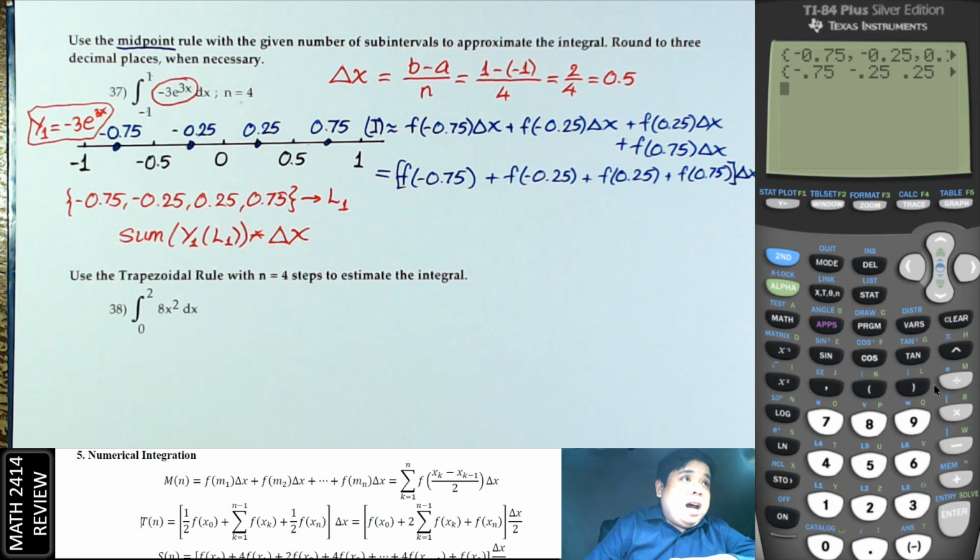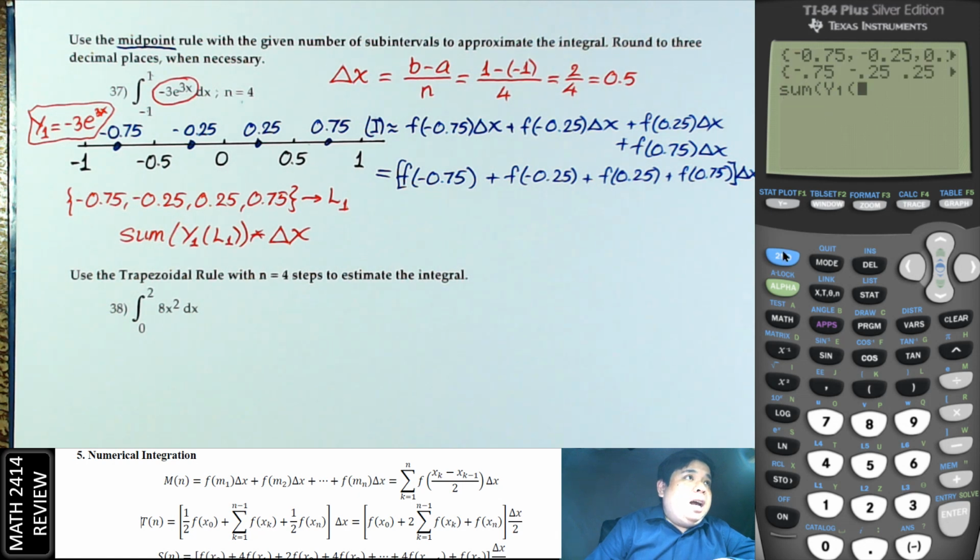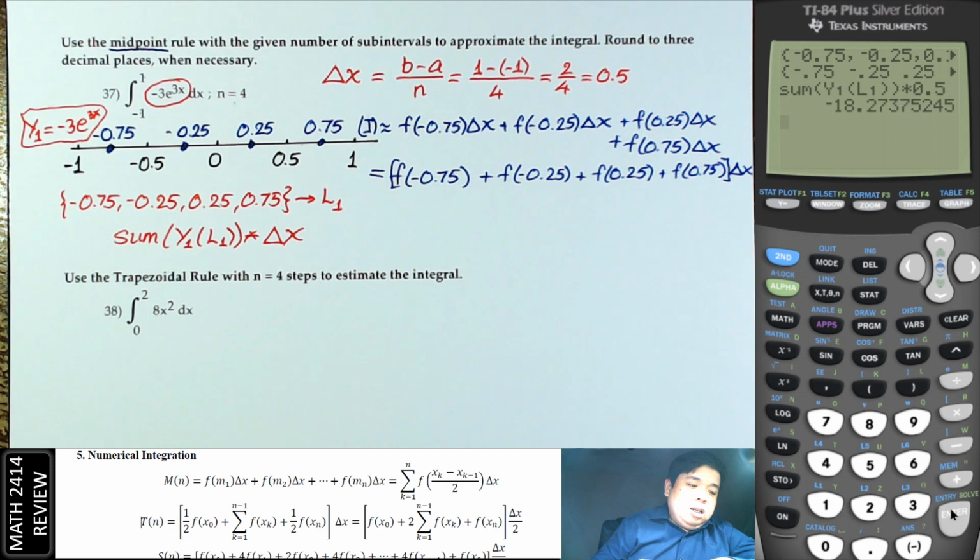Right, and now we just add all of them up. Second stat, go to math, option number 5. And now we add the values. So we need y1, the variable, Y-VARS function y1, and evaluate at list one, all of that, and then we multiply by delta x. That gives us negative 18.27.